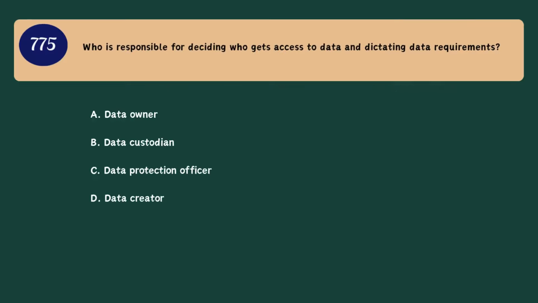Question 775. Who is responsible for deciding who gets access to data and dictating data requirements? A. Data owner. B. Data custodian. C. Data protection officer. D. Data creator.